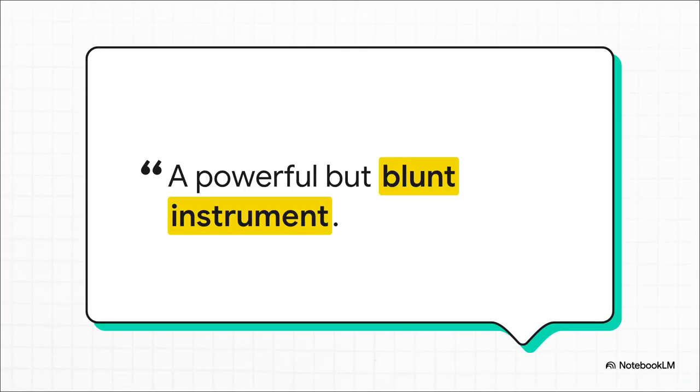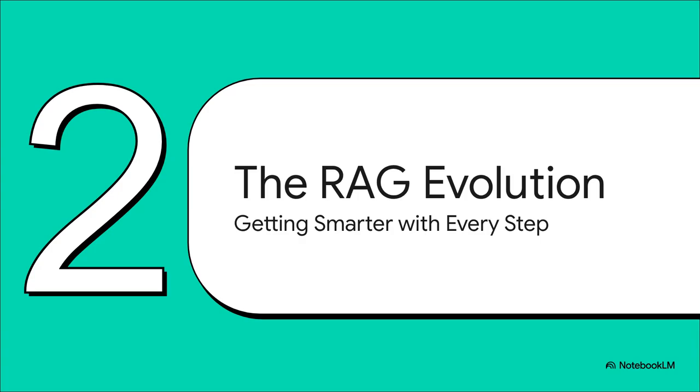But, and this is a big but, there's a catch. This simple approach is, as one of our sources put it, a powerful but blunt instrument. Why? Because when you break all your data into these tiny separate chunks, you lose all the critical context, all the relationships between the pieces of information. And that exact problem, that loss of context, is what forced RAG to evolve. It had to get a whole lot smarter. It had to go from being just a simple search tool to a genuinely intelligent system.